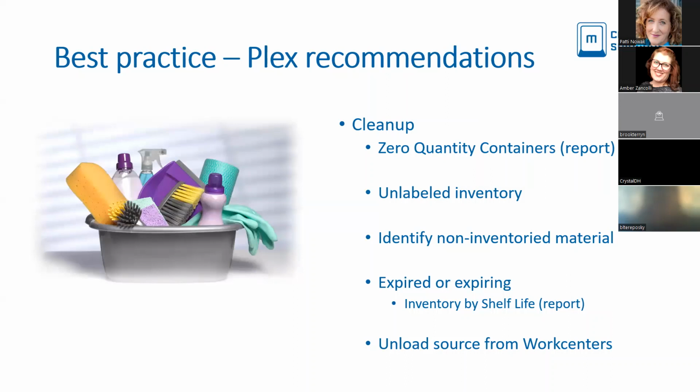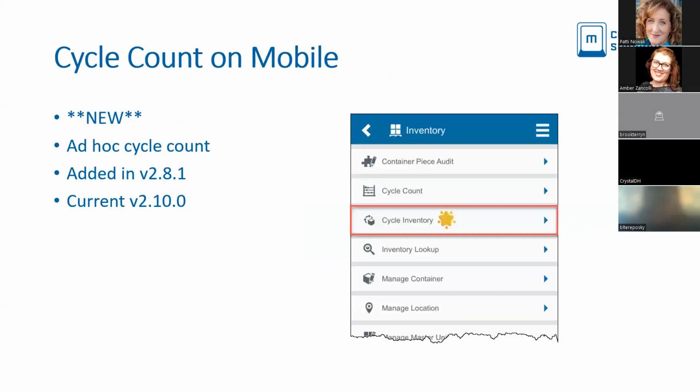We recommend that you deal with any expired or expiring inventory ahead of cycling. You can use the inventory by shelf life report to view expired or expiring inventory. Use that on a regular basis and determine whether to retest and then have authorized personnel change the expiration if it's applicable, or select other disposition methods as needed. You'll also want to unload any inventory that is at a work center. Your work center locations will not necessarily be included in your counts, but you can use the work center loaded source inventory report to see inventory loaded to the work centers, and then you can unload it and move it to an area where it can physically be counted.